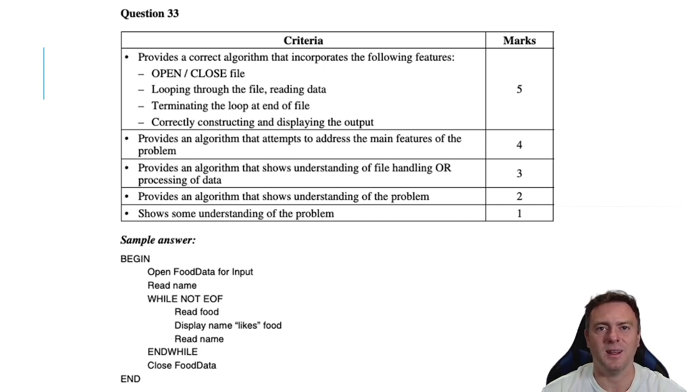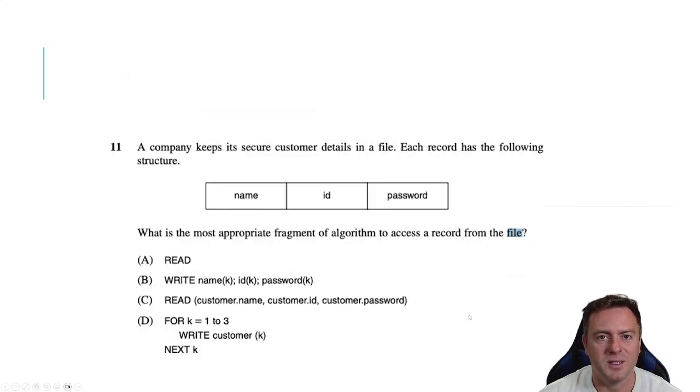Now this is a pretty neat thing because this shows you how these are marked. So this was worth 5 marks in a year 12 paper, which shouldn't be outside the scope of what you should be able to do at the moment. So it provides a correct algorithm that incorporates the following features: opens and closes the file, loops through the file reading the data, terminates the loop at the end, and then correctly constructing and displaying the output, which is pretty cool. Here's another Nessa question.